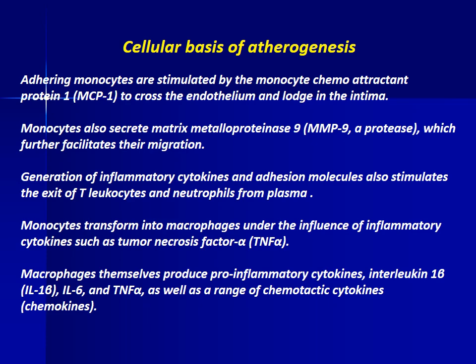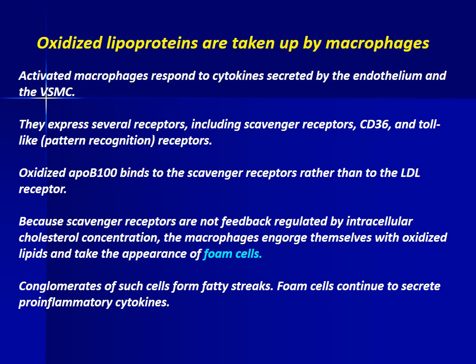Macrophages themselves produce pro-inflammatory cytokines, interleukin 1 beta, IL-1 beta, IL-6, interleukin 6, and TNF alpha, as well as a range of chemotactic cytokines, chemokines. Oxidized lipoproteins are taken up by macrophages. Activated macrophages respond to cytokines secreted by the endothelium and the vascular smooth muscle cells. They express several receptors, including scavenger receptors, CD36, and toll-like receptors.